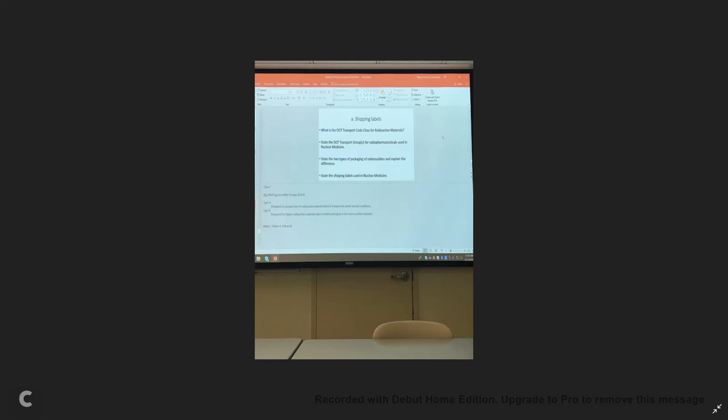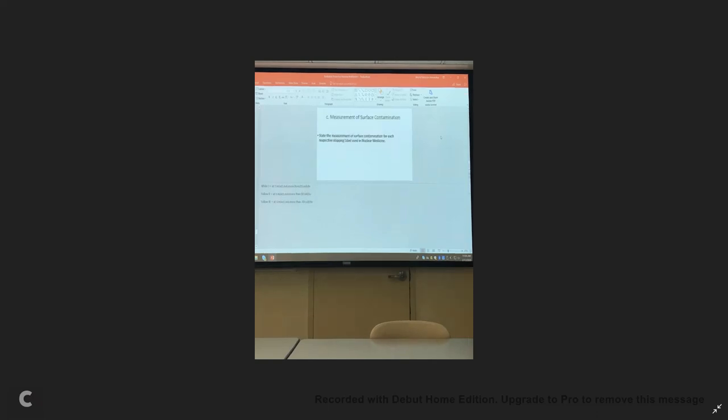State the shipping labels used in nuclear medicine. We use white 1, yellow 2, and yellow 3. Measurement of exposure rates. State the TI index for each respective shipping label used in nuclear medicine. White 1, at 1 meter, no detected radioactivity. Yellow 2, at 1 meter, no more than 1 millirem per hour. Yellow 3, at 1 meter, not more than 10 millirem per hour.